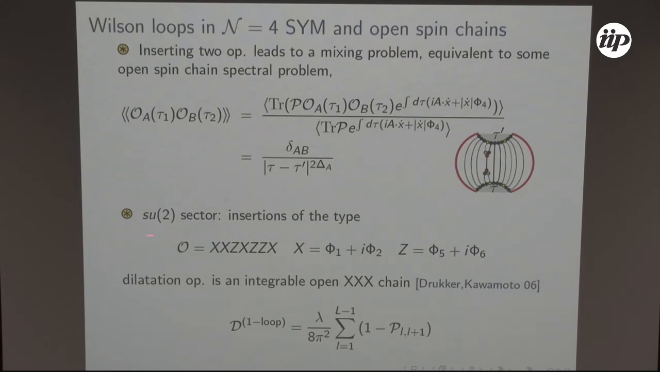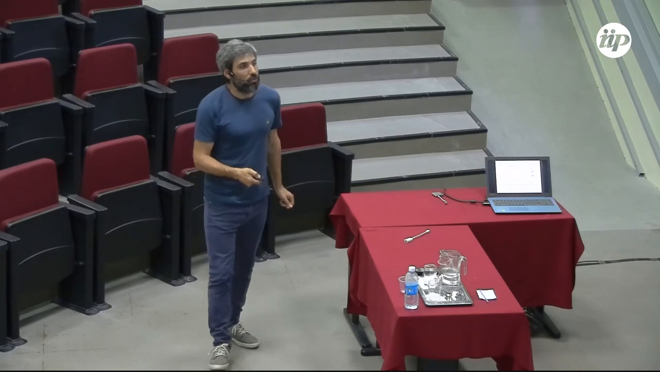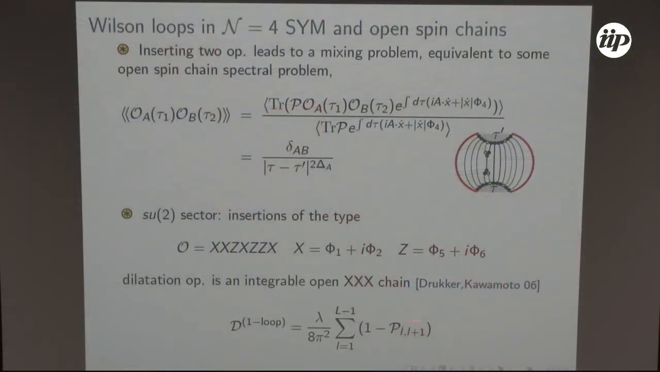And notice that the SU(2) sector is using chiral fields that do not include 5/4, right? So this is to prevent the coupling between the Wilson loop scalar and these chiral fields inserted in the chain. So they did that, and when they computed the mixing operator that mixes all possible insertions you could make in this sector, what they found was the typical Heisenberg spin chain, now with open boundary conditions. Yes, this is just one minus the permutation.